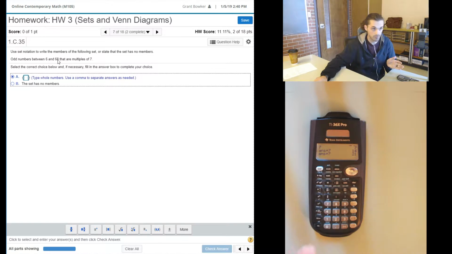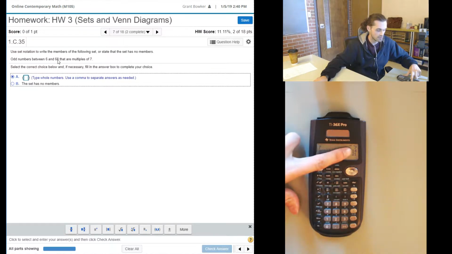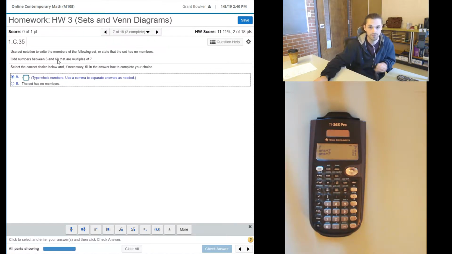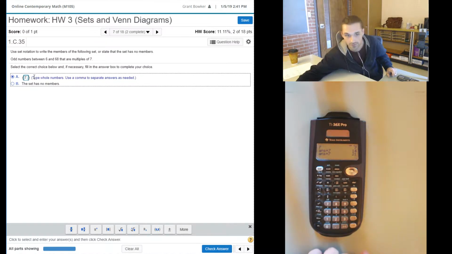I know they're going to be multiples of 7 because that's what is being produced by my list. Again, I just hit 7, enter, and then plus 7, which takes my previous answer and adds 7 to it, giving me the next multiple of 7. So, while 14 is in between 6 and 68, 14 is not odd. So the first response is going to be 7, right? It's between 6 and 68, and odd. The next response I will have is 21.